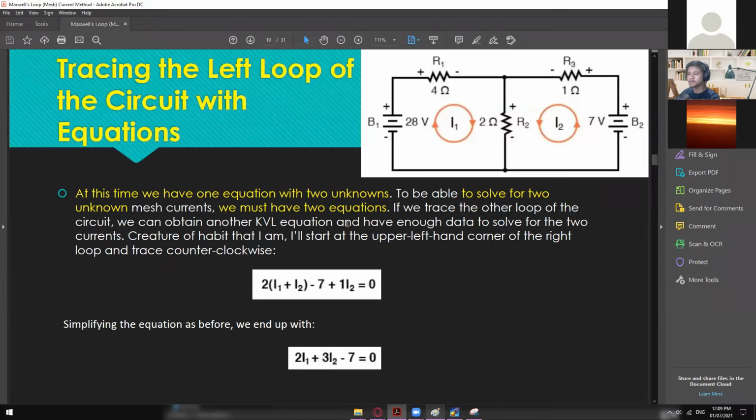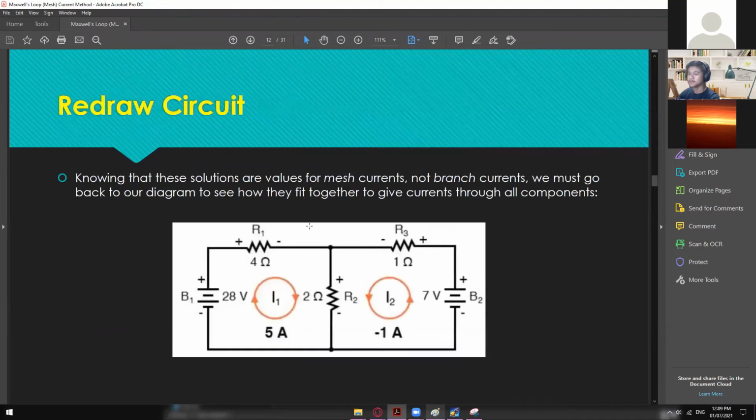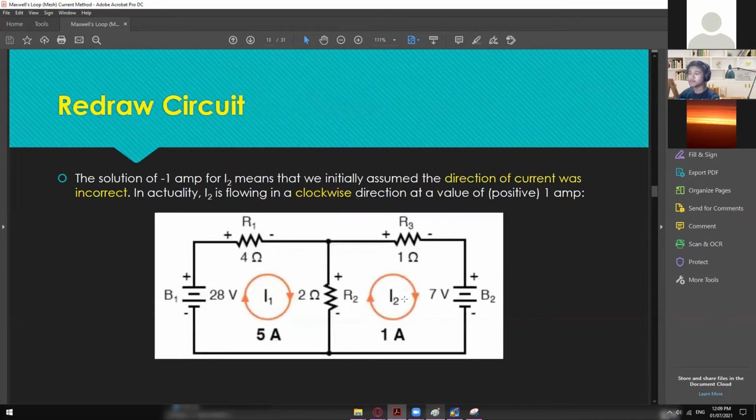And then in here, they're using the method to redraw the circuit. So we have here 5 ampere, and then negative 1 ampere. As you guys can see, we have a negative value, meaning our assumption of this flow of current right here is actually incorrect. So the correct one was actually clockwise, and then we now have a 1 ampere right here. Okay, but what about on the R2? What is the final flow of current on the R2?